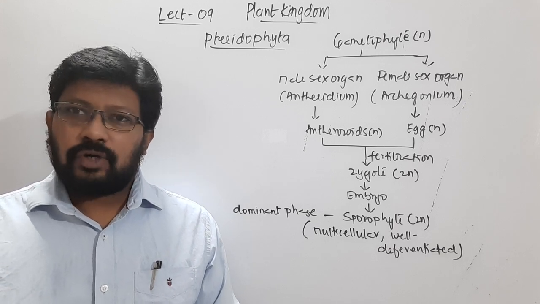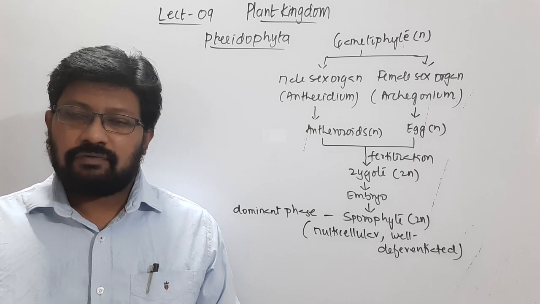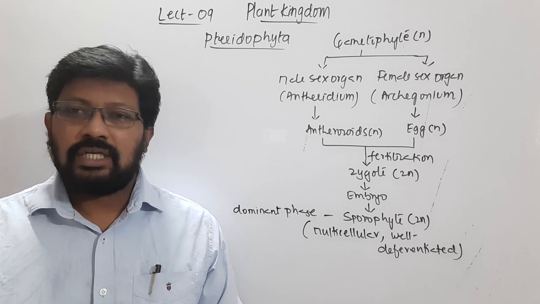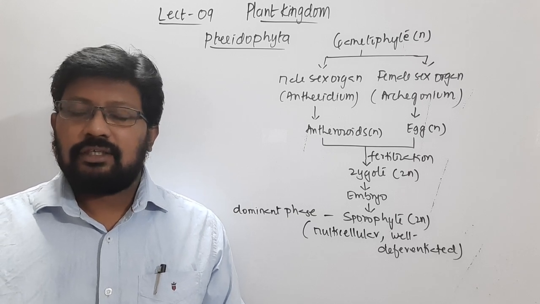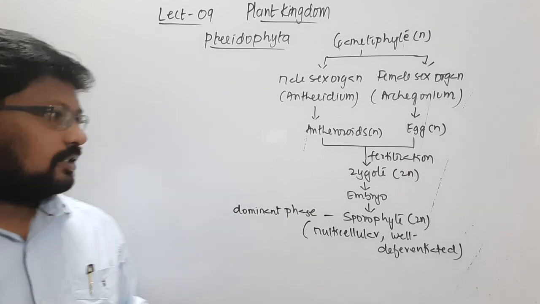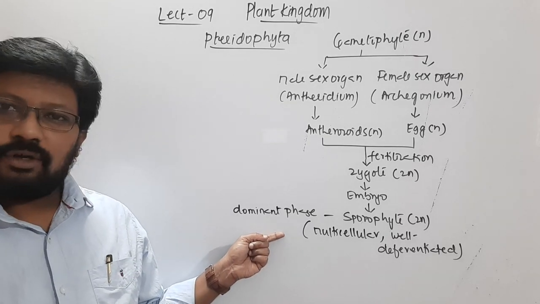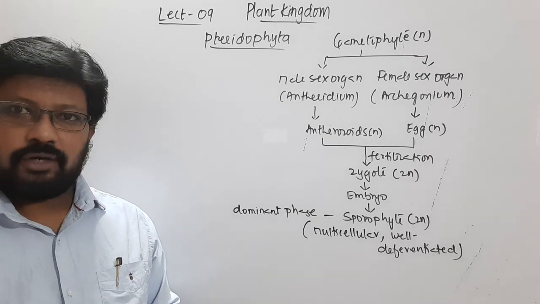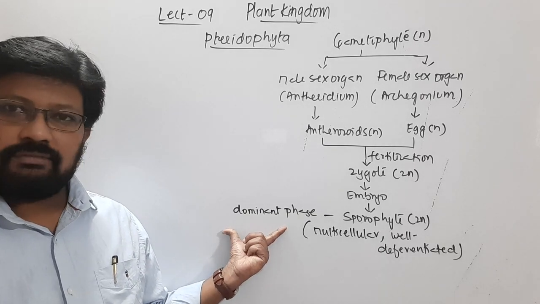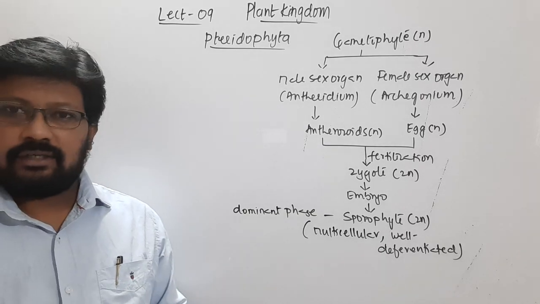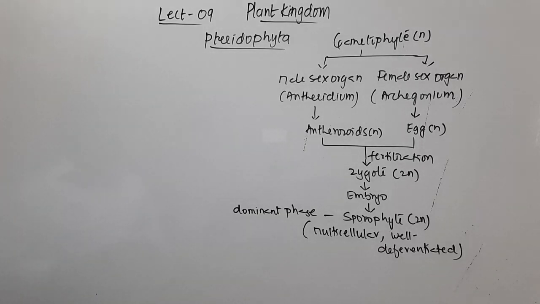Whatever flowering plants you are seeing are actually angiosperms. In angiosperms also the dominant phase is sporophyte. So here also the dominant phase is sporophyte. I hope that part is clear, so we understood what the meaning of this dominant phase is.